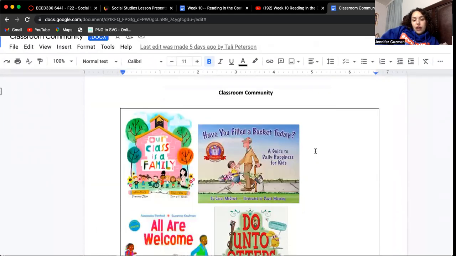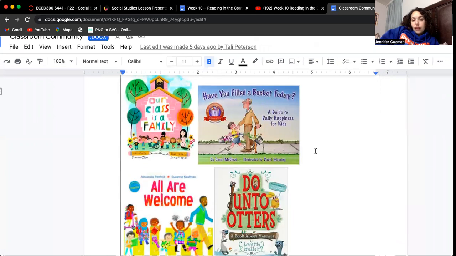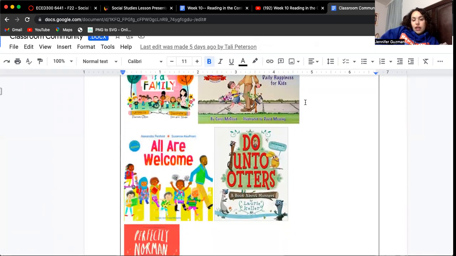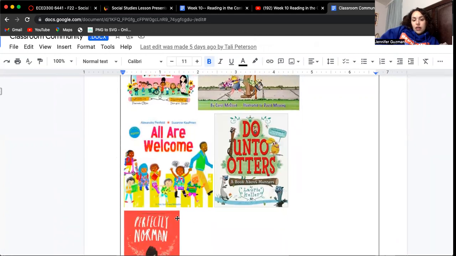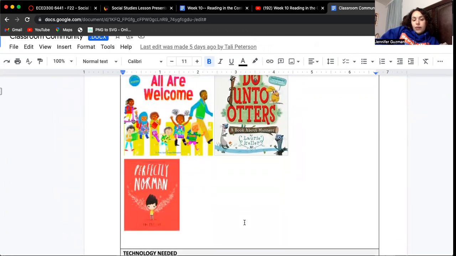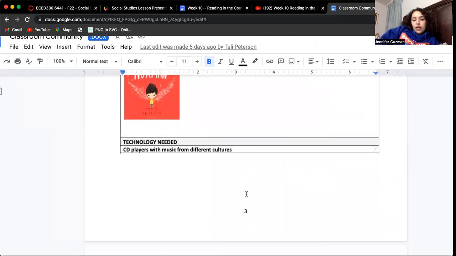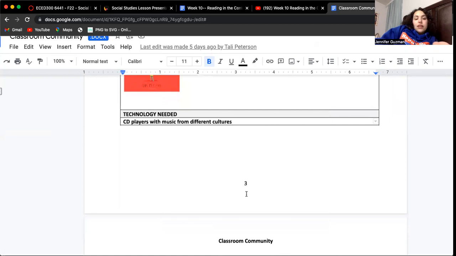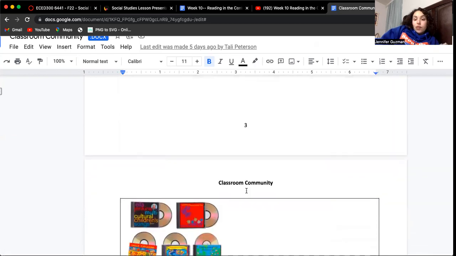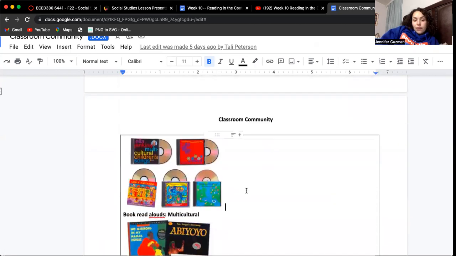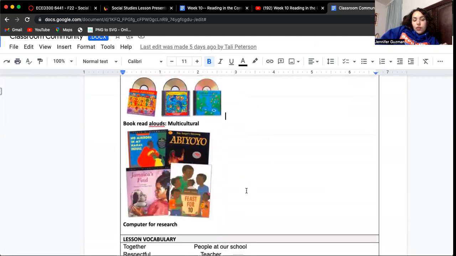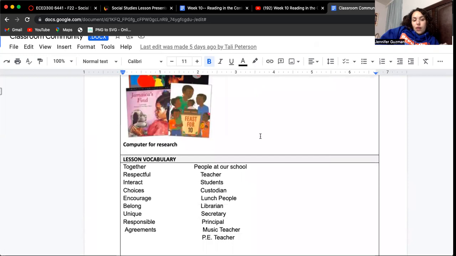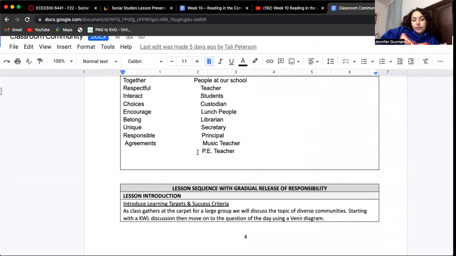So here we have some books. Our Class is a Family, Heavy for the Bucket Today, We All Are Welcome. Some technology needed: CD players with music from different cultures. We thought that was a good idea. Multicultural read out loud books. And then here we have some of our vocabulary.